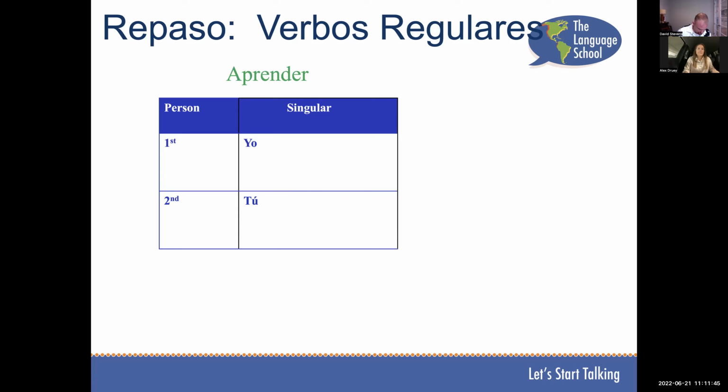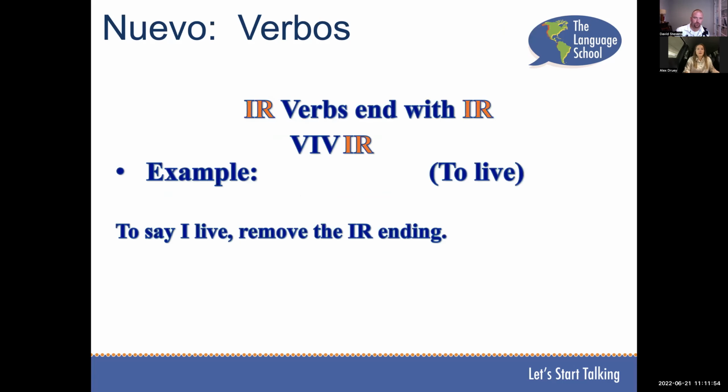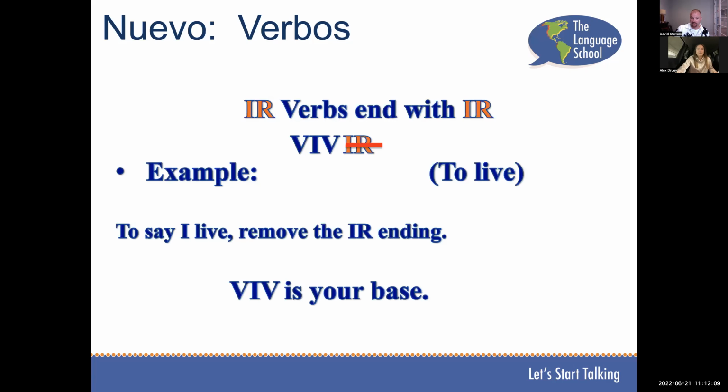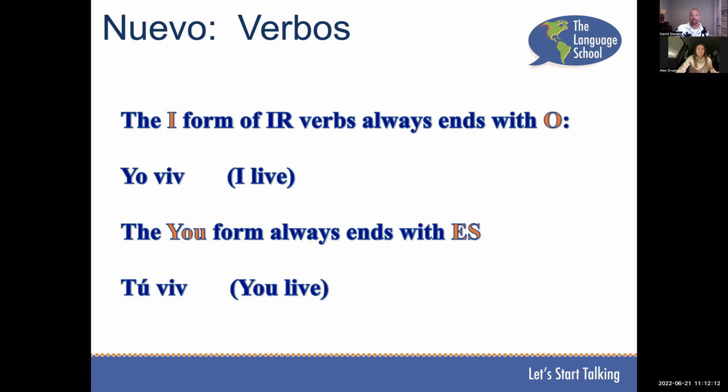Aprender, learn. Yo aprendo, tú aprendes. Okay, so the last verb type is the IR verb, like vivir. Again, this IR ending is the equivalent of "to." So vivir means to live. If I want to say I live, we start with the base by taking away that IR ending and we get V. Again, we add back O, yo vivo. This time we add back ES, tú vives.